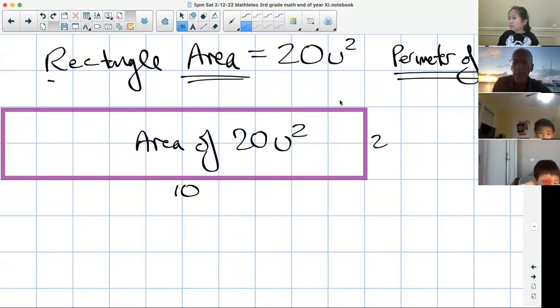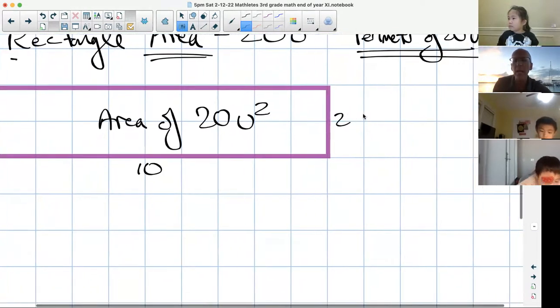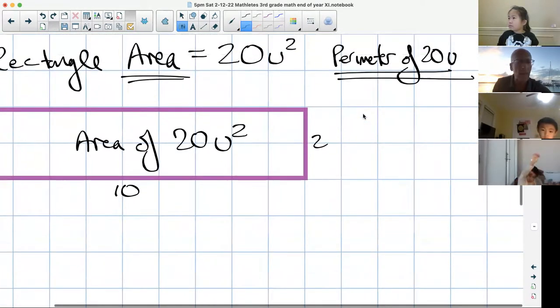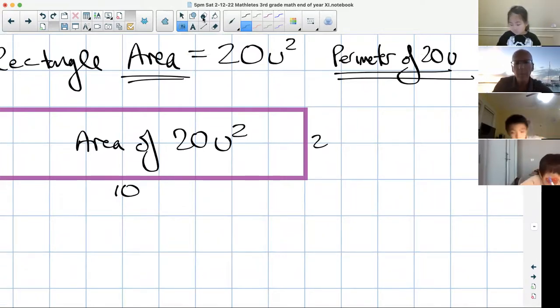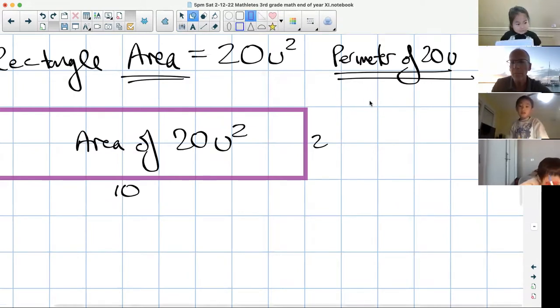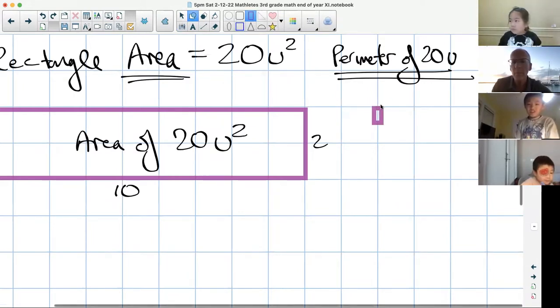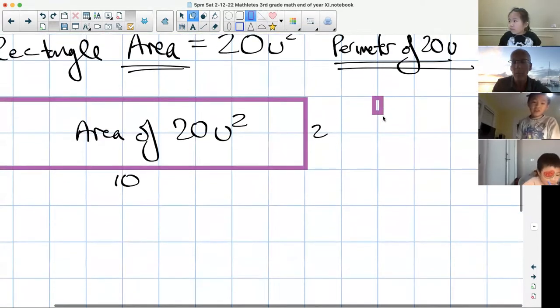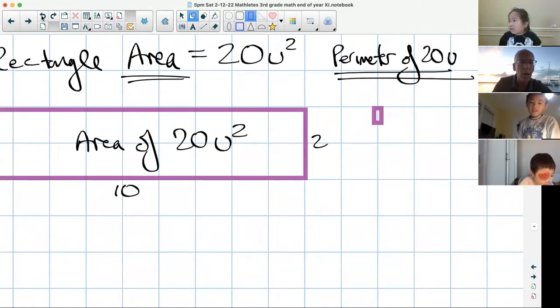Beautiful job. Now, who can explain the perimeter of 20? How about you, Jason B? I haven't made that rectangle yet. But I have the other one. All right. And what does yours look like?